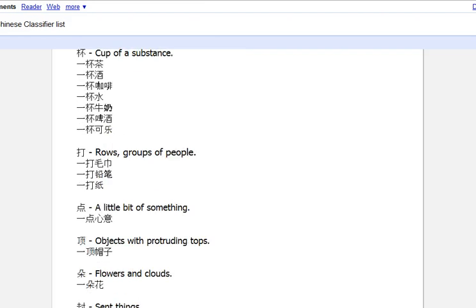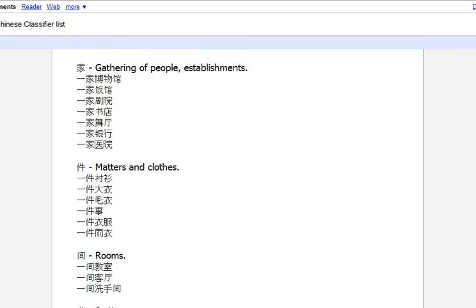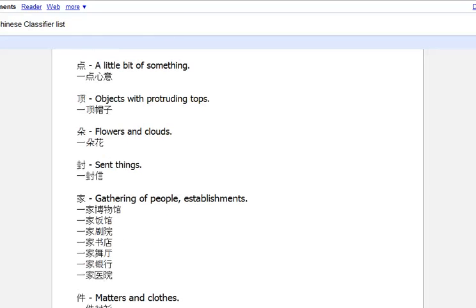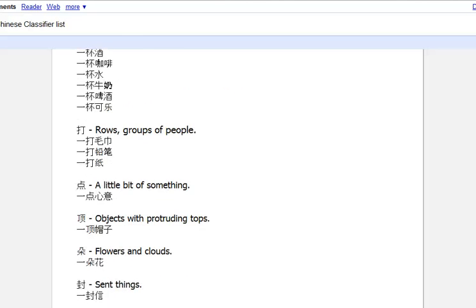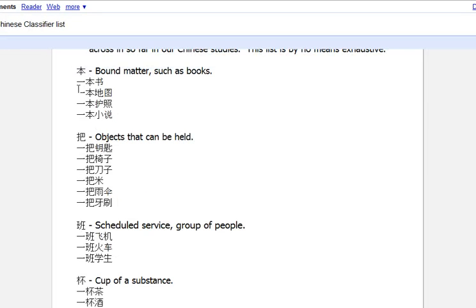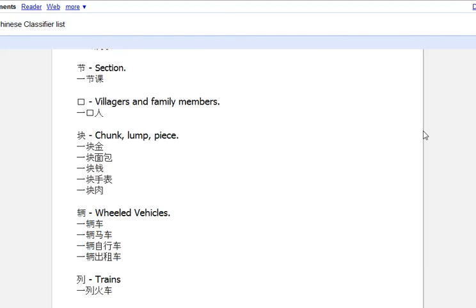So when you learn classifiers that go with nouns, you can peruse this list however much you want if you want to check out my Glogster. A lot of the nouns here are on here twice. They have something that is always referred to them when you're counting, when you're referring to it in that manner, or when you have them in a specific mass. So if you're always talking about a chunk, you always use kuai, and something to that effect.